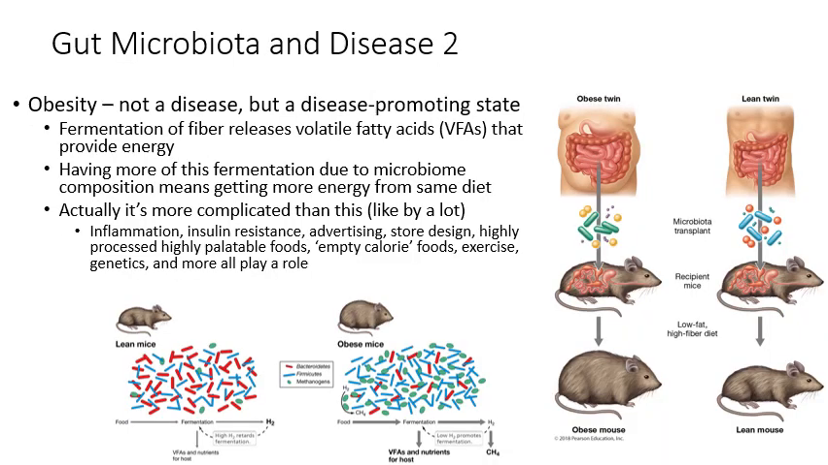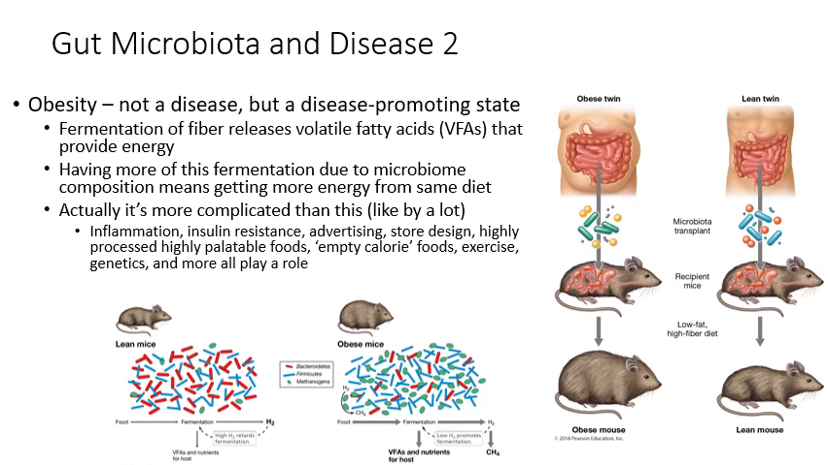Another disease state that's related to the gut microbiota is obesity. So obesity is not a disease. It's not properly a disease state either, actually, but it is a disease promoting state. So if you are obese, you're more likely to get certain diseases like cardiovascular disease or type 2 diabetes, although it itself is not a disease. So it is thought that the gut microbiota has some relationship to obesity.